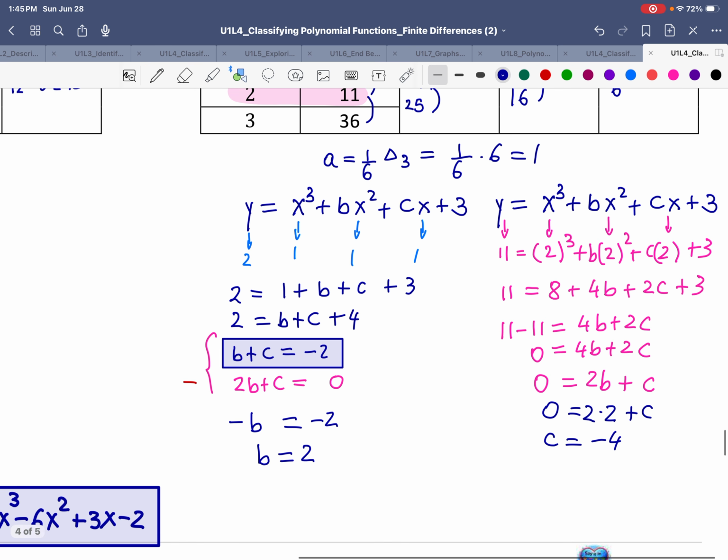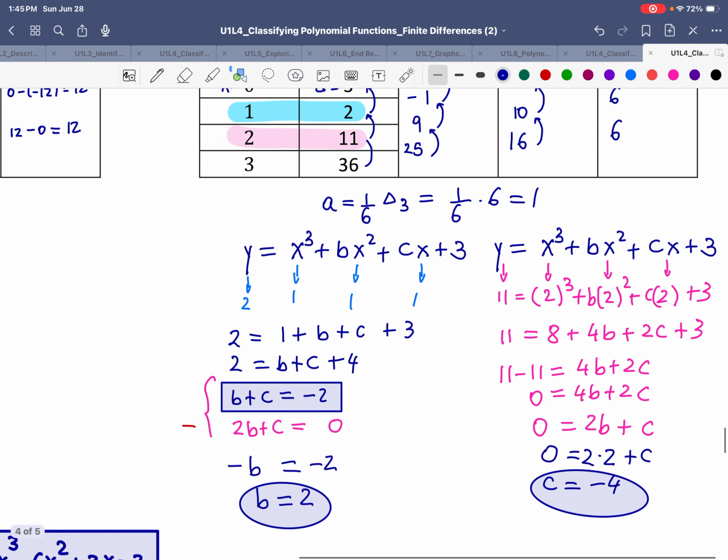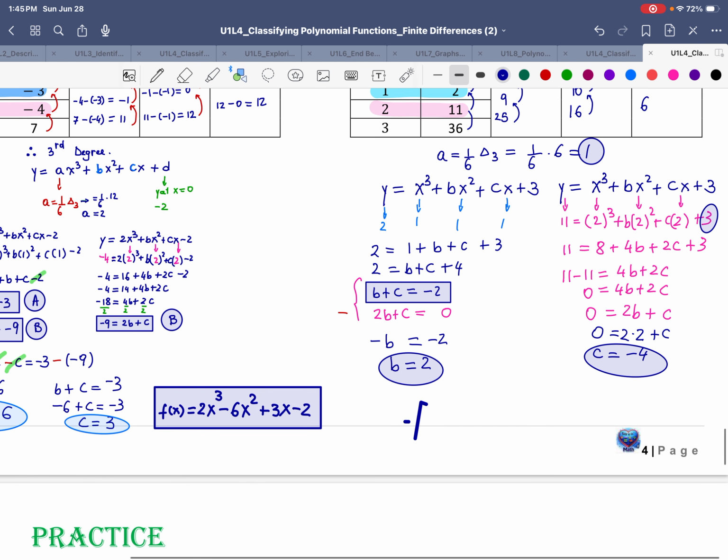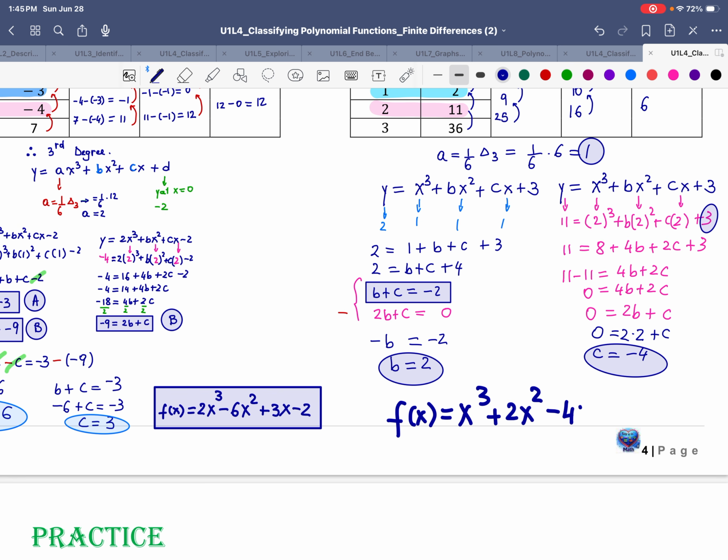So far we got the value of b, the value of c, we got the value of a equal to 1, and the value of the constant term 3. So the equation will be f of x equals x to the power of 3 plus 2x to the power of 2, b is 2, minus 4x, that's for c, and then the last term, which is positive 3. And that would be the equation, and it was found just by using the finite differences and the table of values.